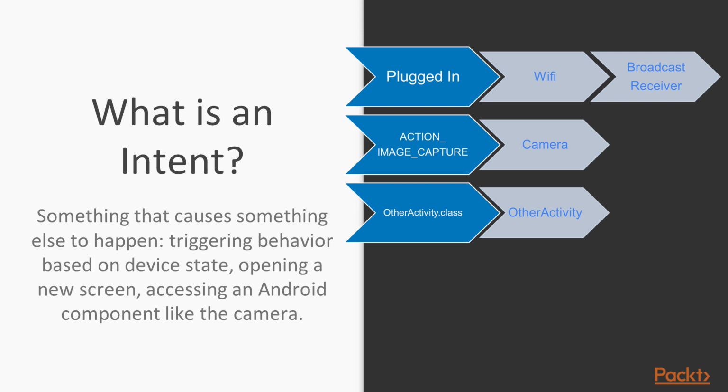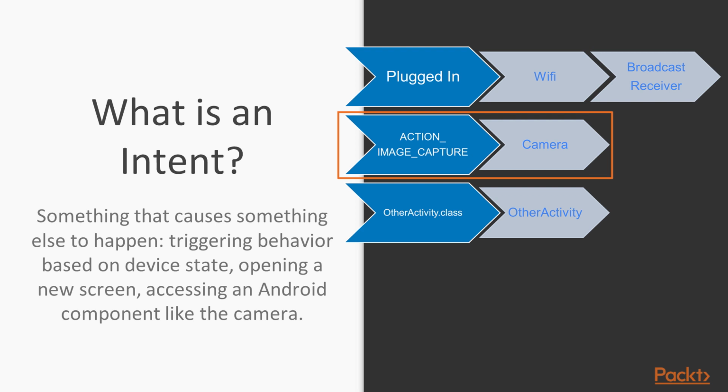So some examples of intents I have here on the right. Plugged in and Wi-Fi can trigger a broadcast receiver. Sometimes if you have, say, a Bluetooth-enabled vehicle and you notice that as soon as you get in and start your vehicle, the music starts to play in your vehicle, that's because there's a broadcast receiver on your device that's listening for that Bluetooth connection. Just like plugged in and Wi-Fi, Bluetooth is another thing that a broadcast receiver can listen to.